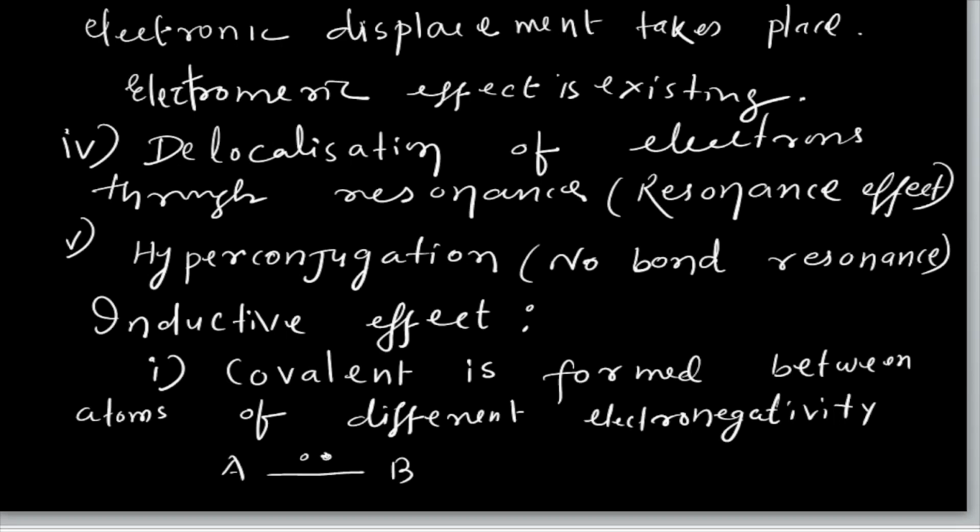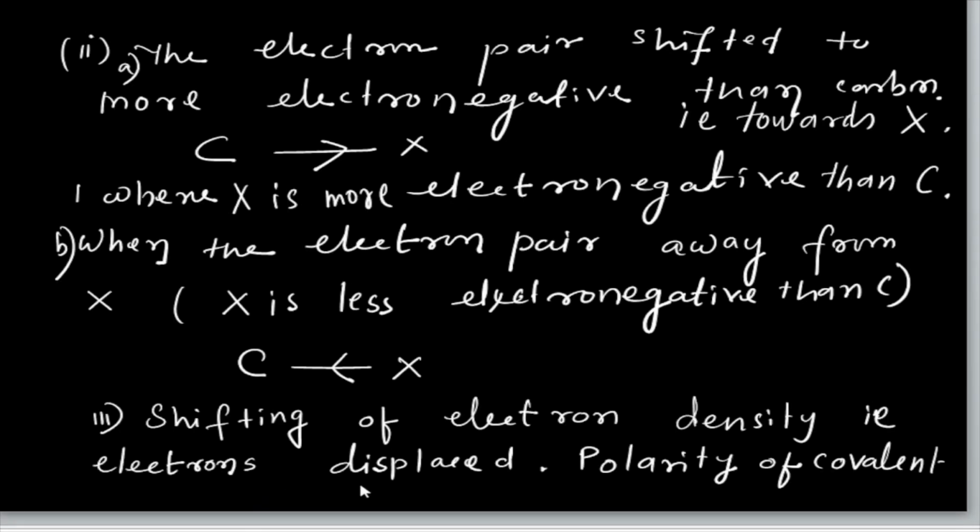So out of the four, you will see first what is meant by inductive effect. Start from the covalent bond and how it is formed. If there are two different atoms, one should be higher and the other lower in electronegativity compared to each other. That means if A and B are there, either A is more electronegative than B or B is more electronegative than A. So we will check which one is more electronegative. Now the electron pair shifts to the more electronegative atom.